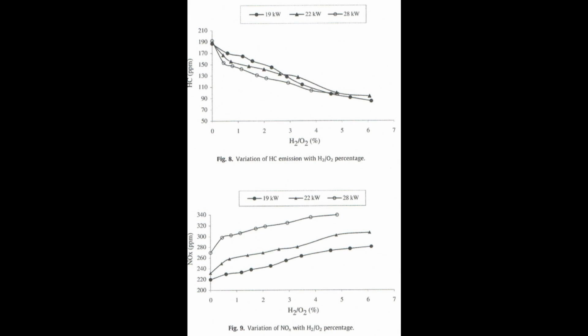That being said, figure 8, variation of hydrocarbon emissions with H2O2 percentage. Clearly showing, as percentage increases, hydrocarbons in parts per million decrease. Peer-reviewed scientific journal, published, accredited university.